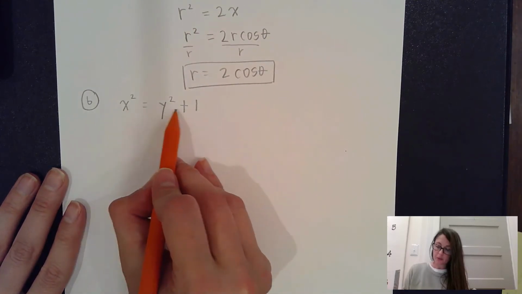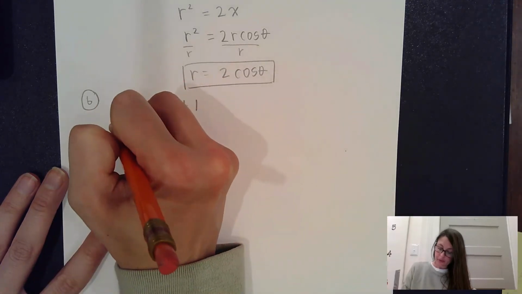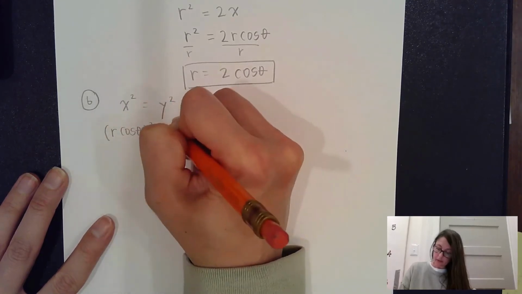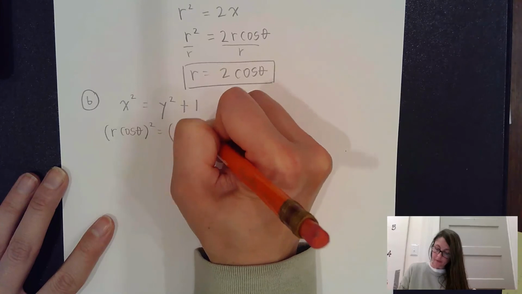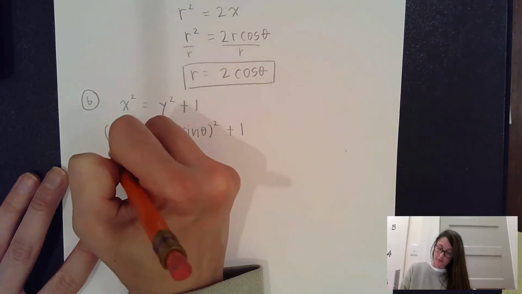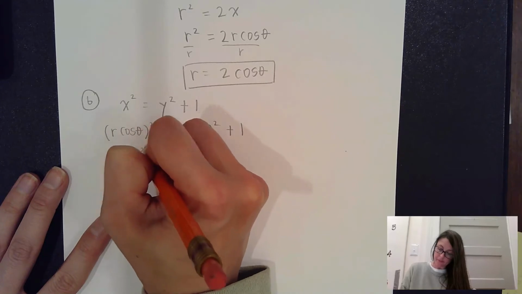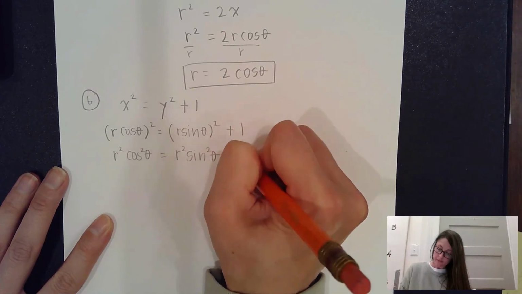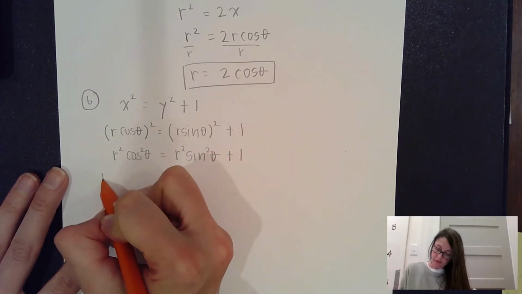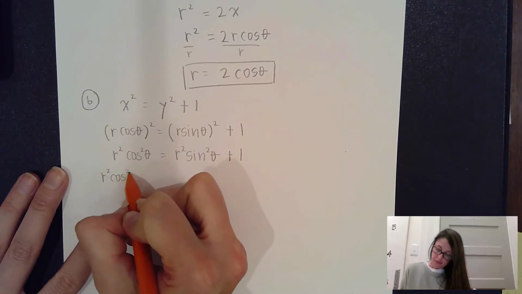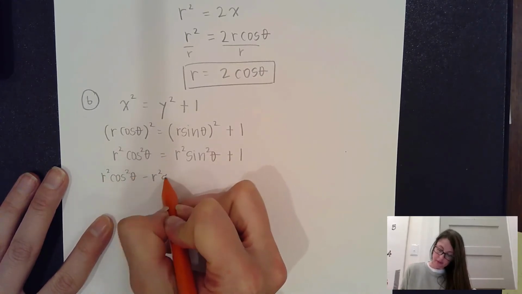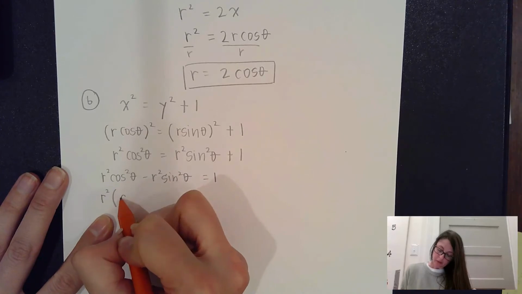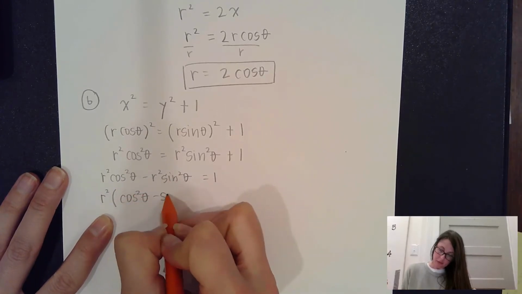So I've got x squared is equal to y squared plus 1. So x squared would be r cosine theta, all of that squared. Y is r sine of theta, all of that squared. So this will turn into r squared cosine squared, r squared sine squared. If I move that over here, I'll have r squared cosine squared theta minus r squared sine squared theta. Factor out the r squared, and I'll have cosine squared theta minus sine squared theta.